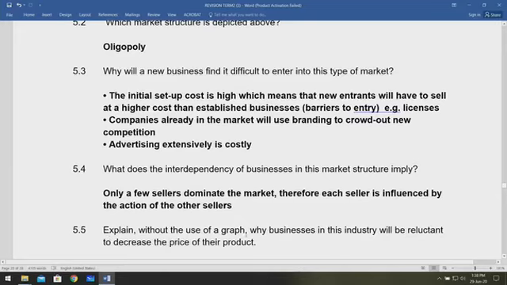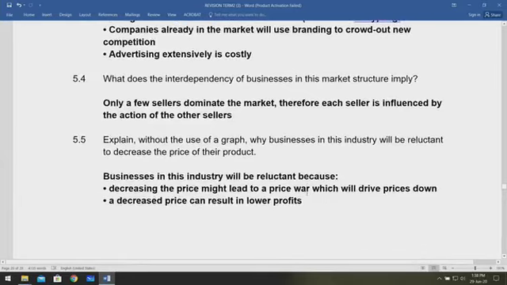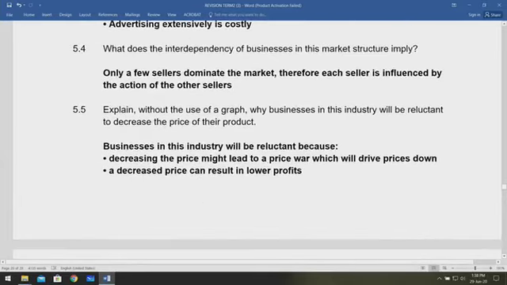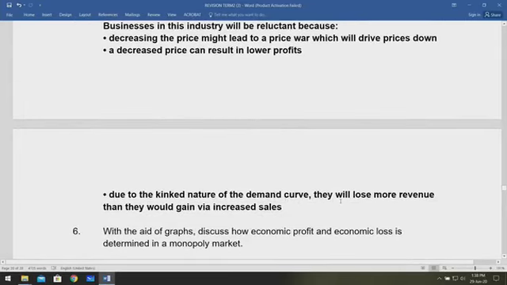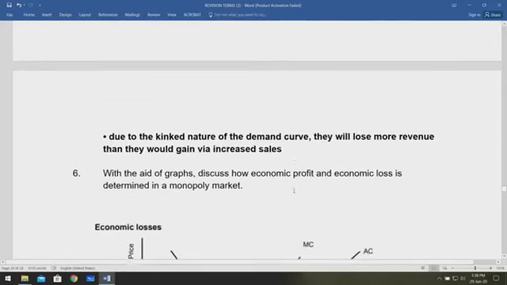Explain without the use of a graph why businesses in this industry will be reluctant to decrease the price of their product. By decreasing the price, it might lead to a price war, which will drive prices down, so nobody makes money at the end of the day. A decrease in price can also result in lower profits. And due to the kinked nature of the demand curve, they will lose more revenue than they would gain via increased sales. I'm not going to explain this point now because we will see it later on when we do the 8 markers where you're asked to show this with a graph.